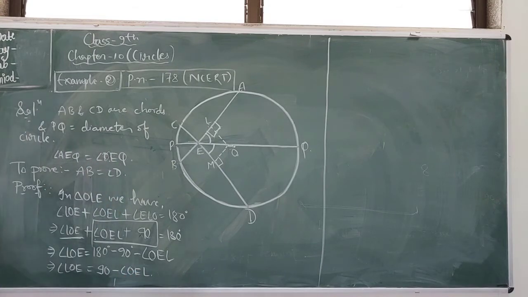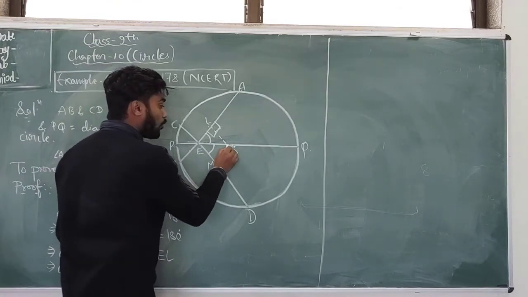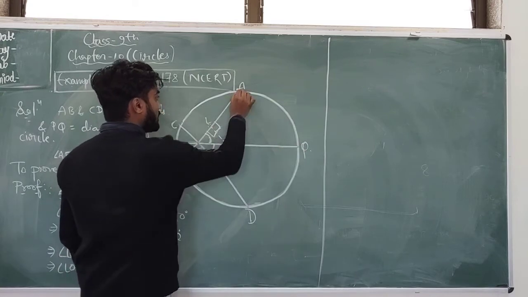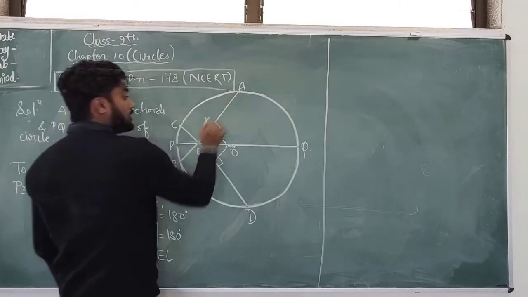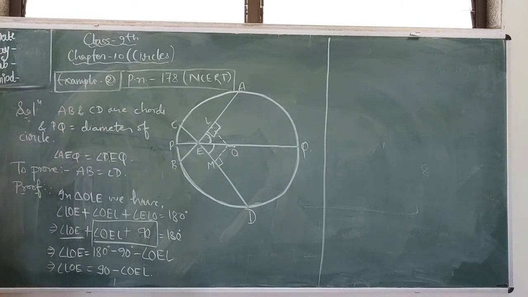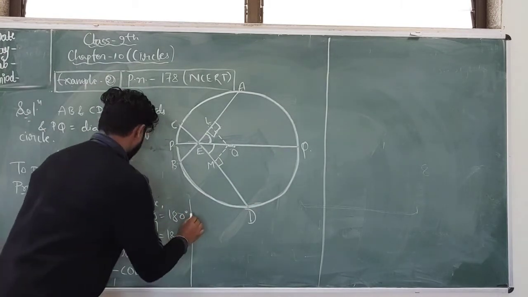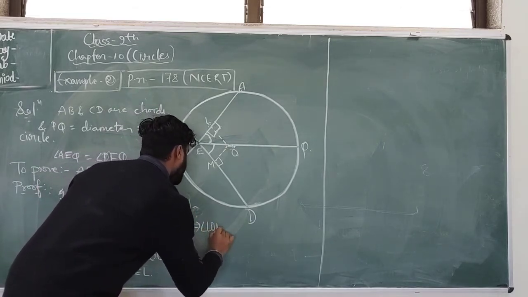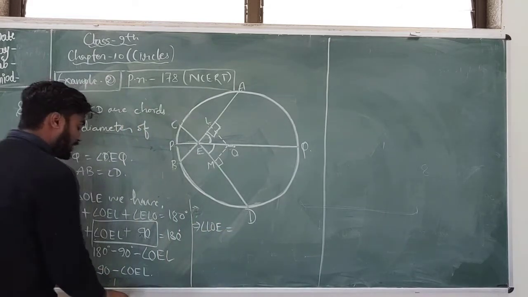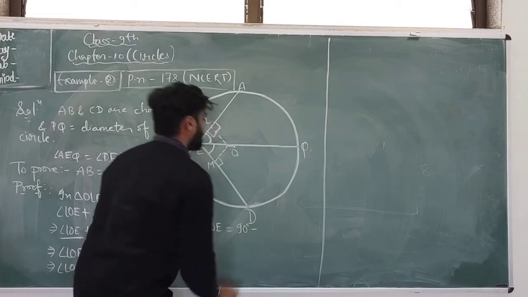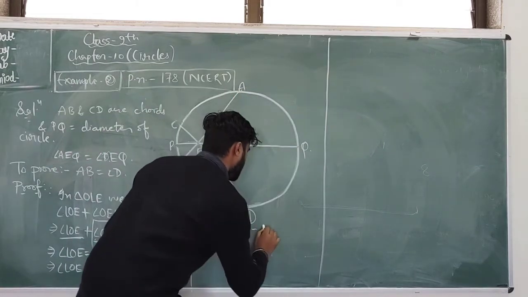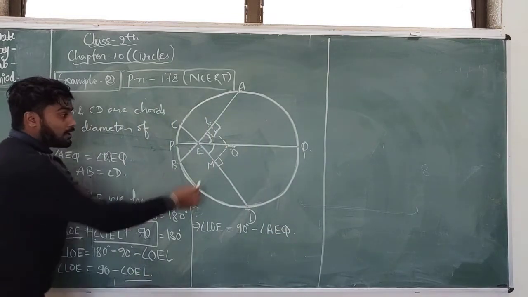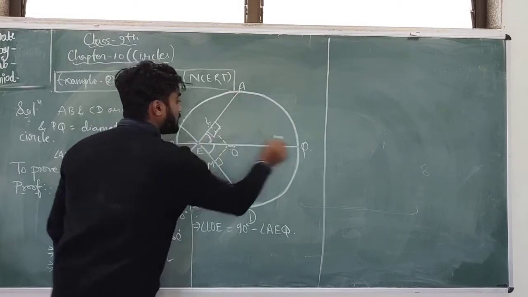Where is angle OEL? It is this angle, so in that place we can write angle QEA, or AEQ. So I am writing, in place of OEL, angle LOE equals 90 minus angle AEQ. I have only replaced angle OEL with AEQ.